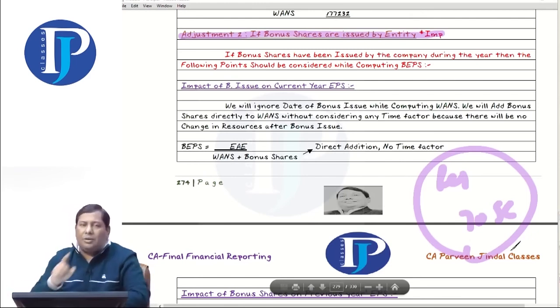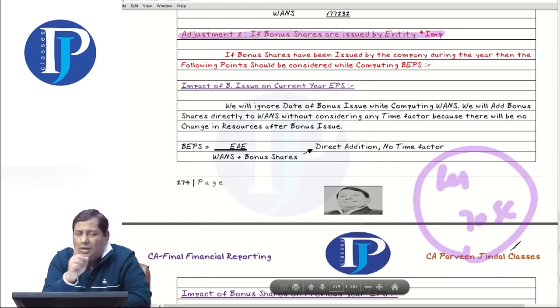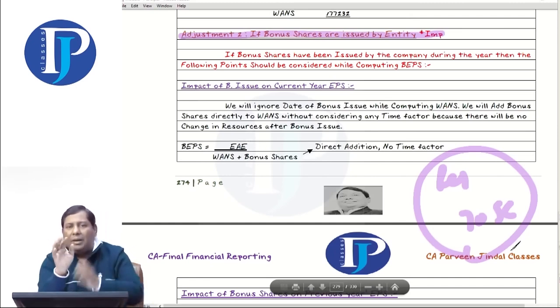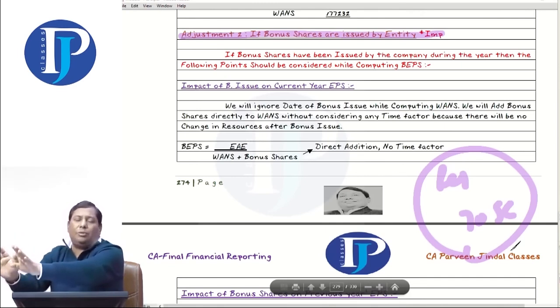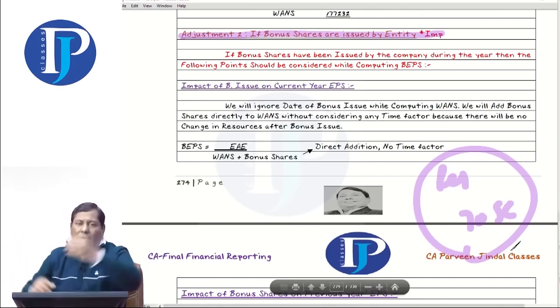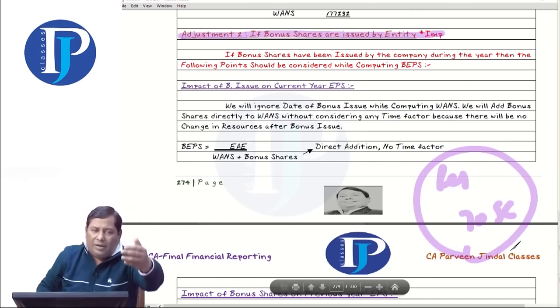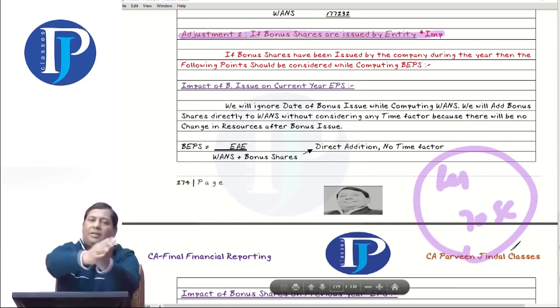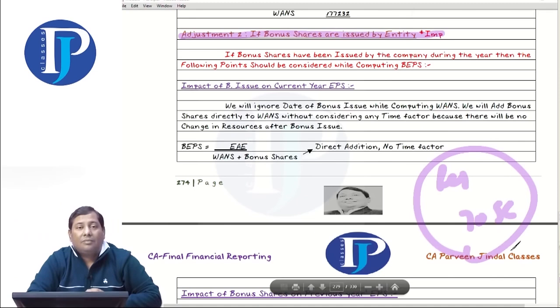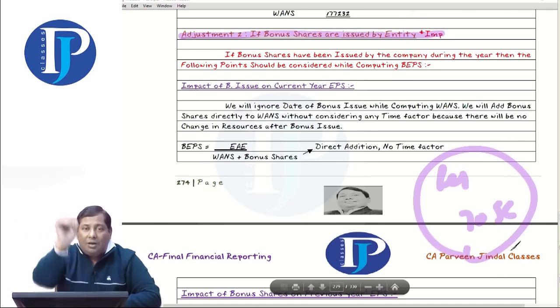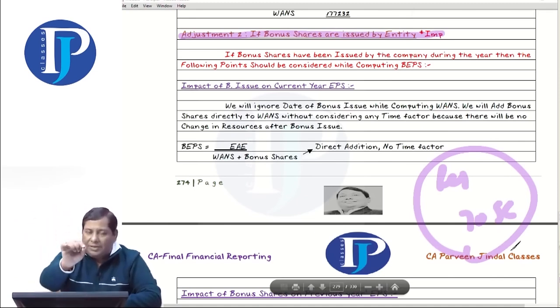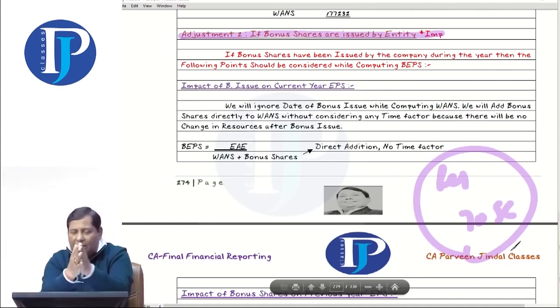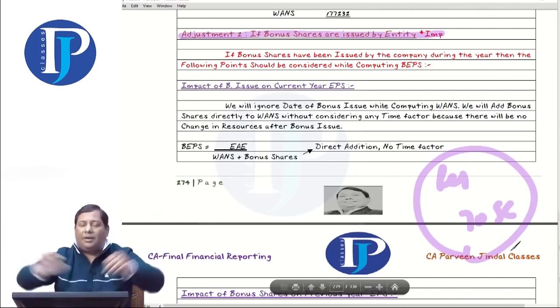So I told you that for any question on bonus shares, you don't need to read the date. And don't calculate weighted average on bonus shares. Set aside bonus shares if you find them in any question. First, take out the normal weighted average: opening balance, new issue, buyback. First, calculate the normal weighted average, and then add bonus shares directly. Calculate EAE and weighted average. But in the weighted average, directly add bonus shares without time factor.